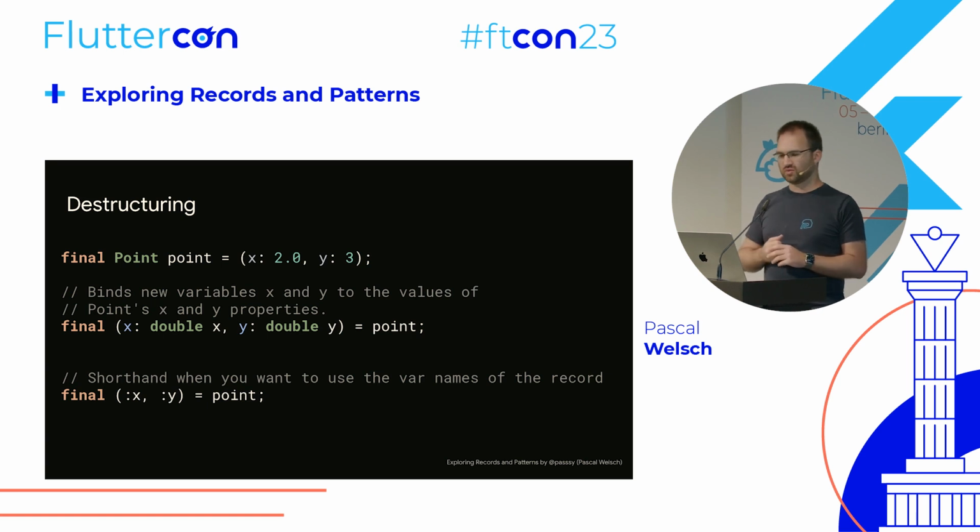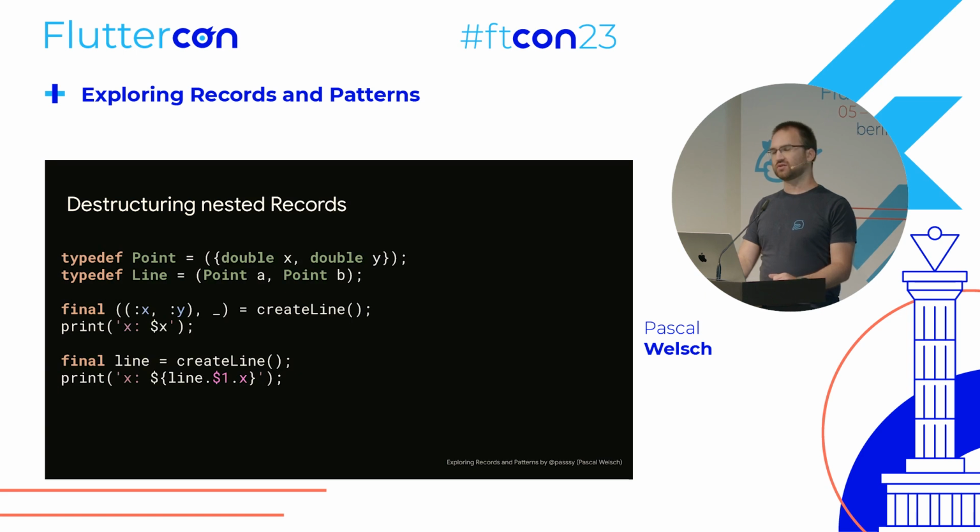If you have a record with an x value, you most likely want to call it x in your local code as well. So by writing :x, :y, you can automatically use the x value of that record and assign it to a local variable called x. Going back to this example, we can use it as well. So here we can just write :x, :y to get the x value and print it.